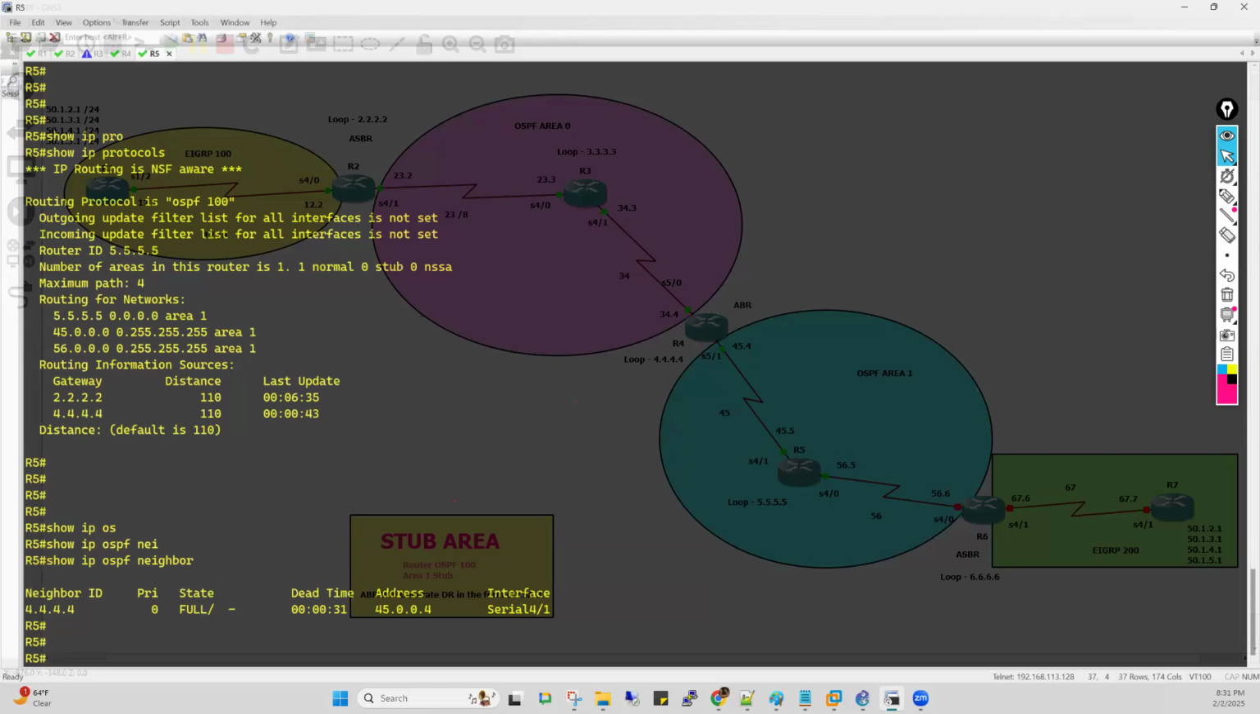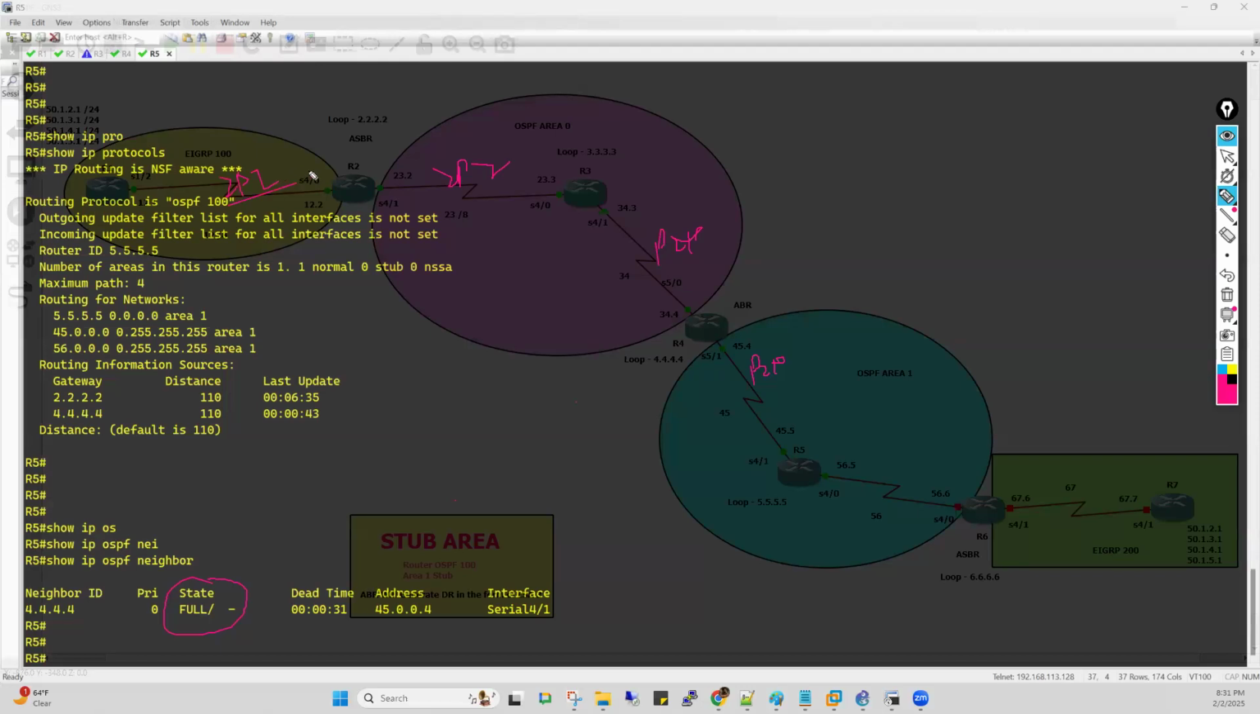Clear, guys? Yes or no? And see here, what is the state, guys? Full state is there. Here we are using point to point. Getting my point? What are we using here? We are using point to point.